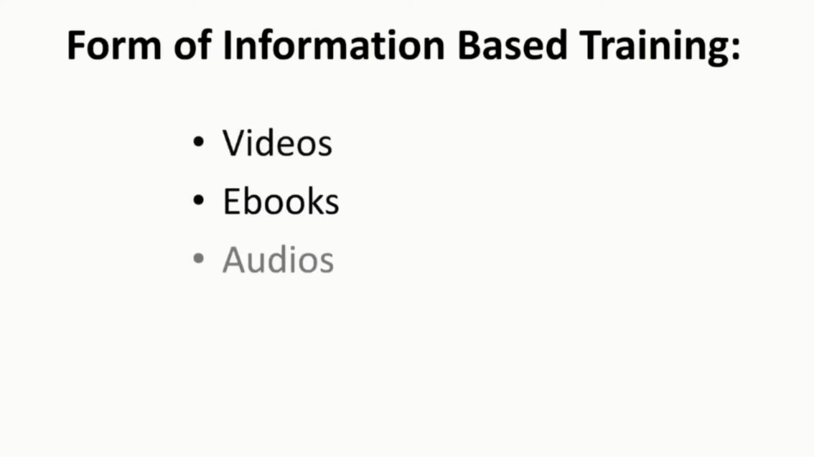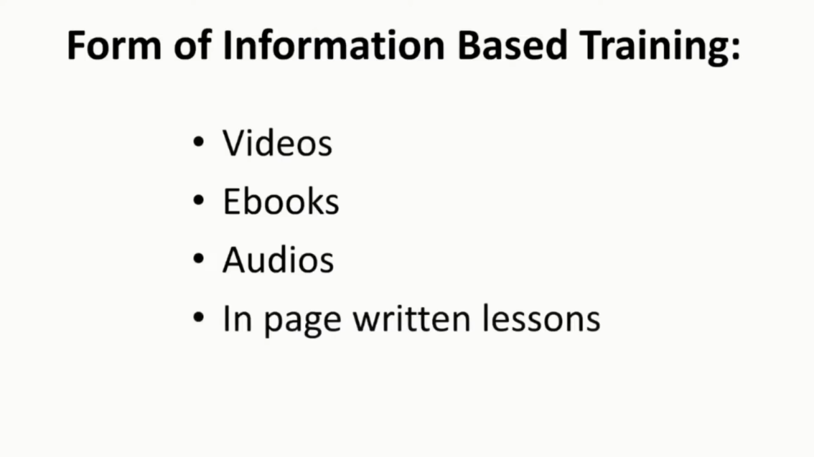And there's a couple of different forms of information-based training. You can do videos, ebooks, audios, and in-page written lessons. And what I'm going to show you in a little bit will automatically build all of these things for you. You just answer a couple questions. You'll see that we've got a really cool AI research tool. You answer a couple of questions in the AI research tool, you push a button, and then boom, it just goes to work and builds this business.